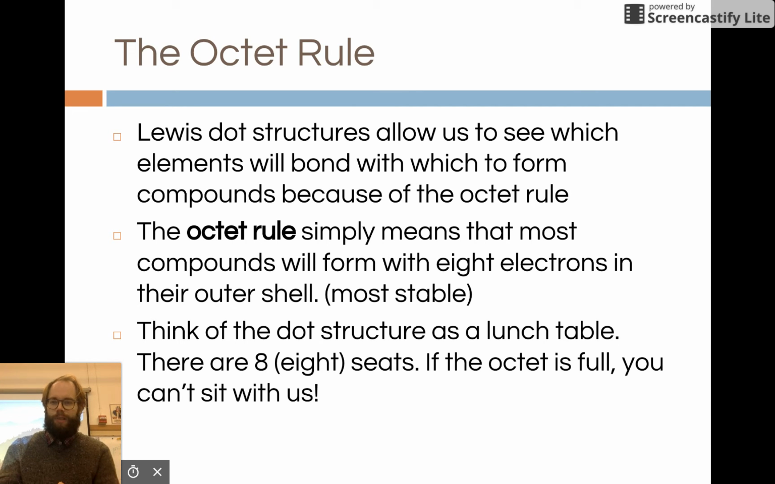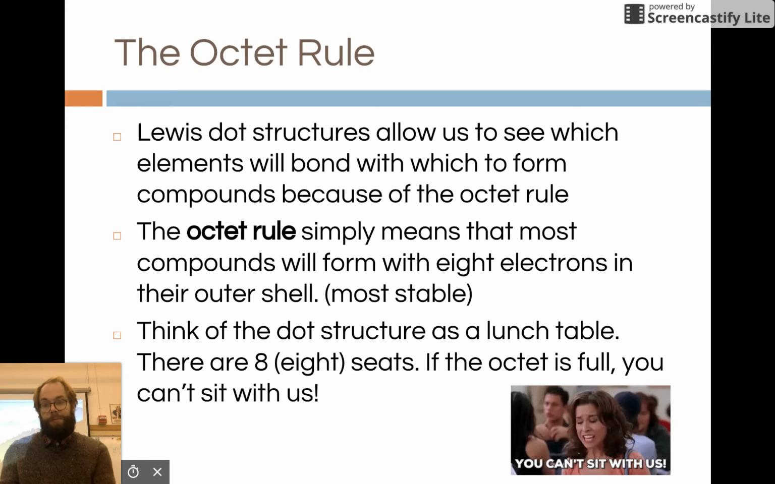Think of the dot structure as a lunch table. You've got 2 seats at the top, 2 at the side, 2 at the bottom, and 2 on the other side. If the octet is full, you can't sit with us. That's a little joke I used to tell my chemistry kids.